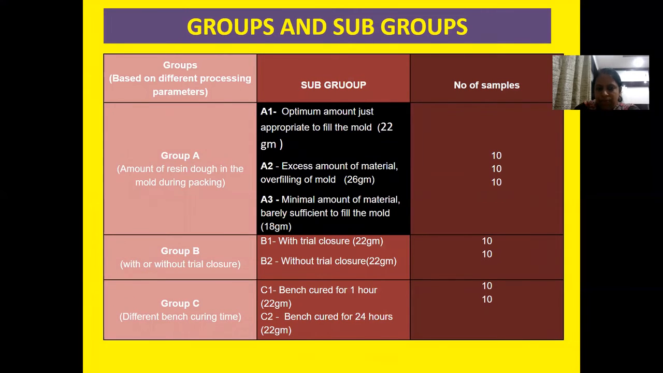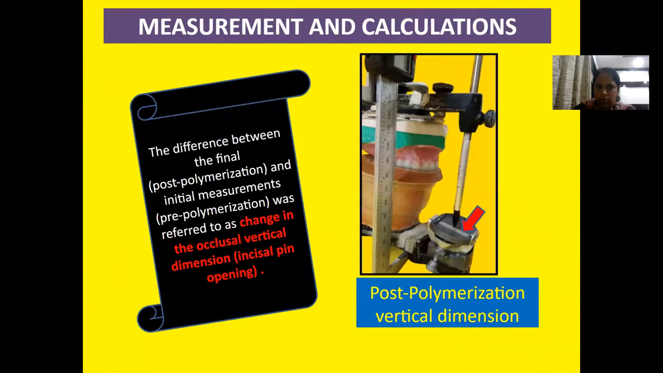Then the samples were divided into groups and subgroups. The samples were divided into 3 groups: Group A, Group B, and Group C. Group A was further divided into 3 subgroups: A1, A2, and A3. Group B was divided into 2 subgroups: B1 and B2, and Group C was divided into C1 and C2. The measurement and the calculation were done. The difference between the post-polymerization and initial pre-polymerization vertical dimension was referred to as the change in vertical dimension, or the incisal pin opening.